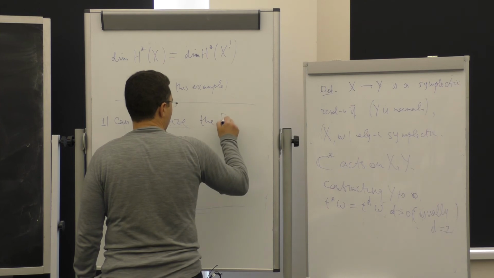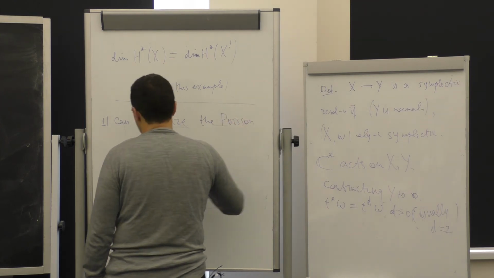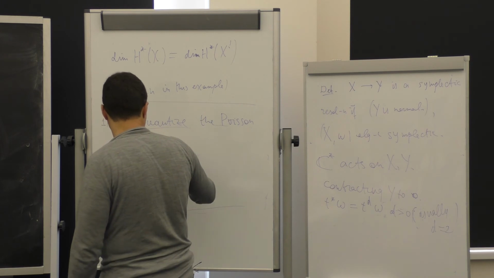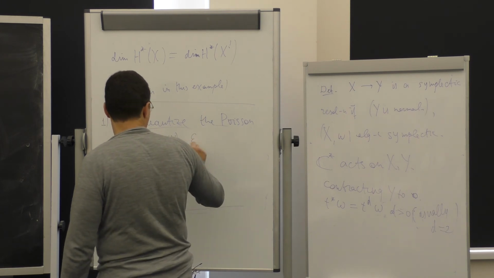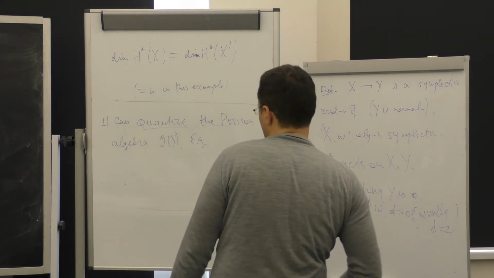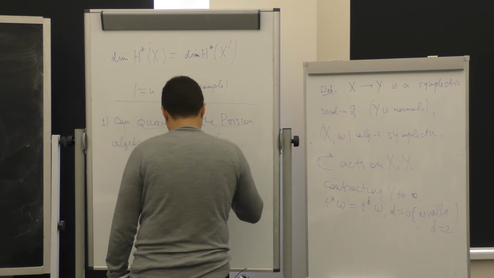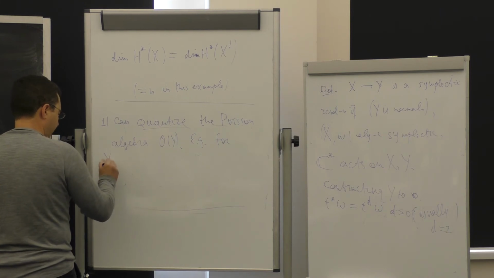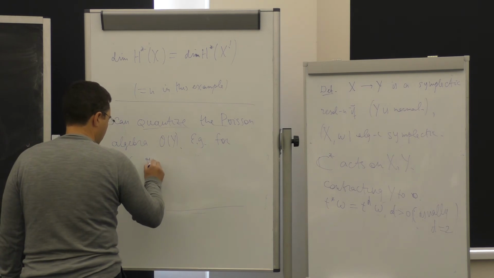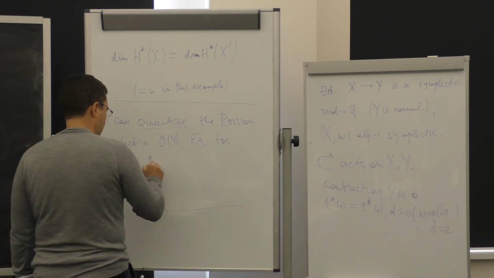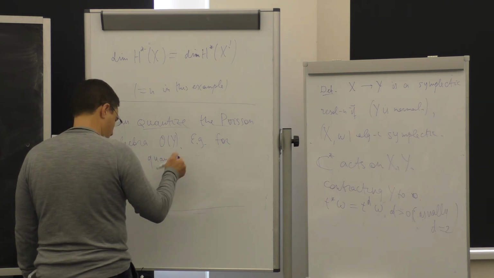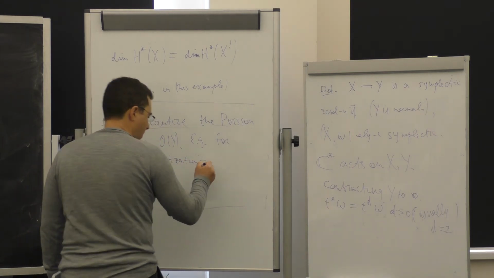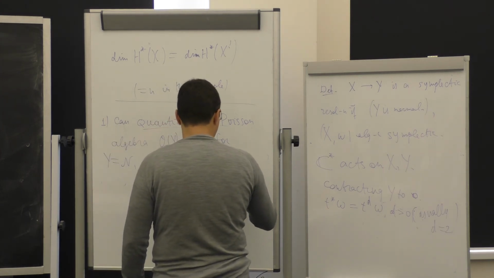quantization. So the Poisson algebra of Y. For example, for Y equal to n, quantization is exactly this, in reductions on the enveloping algebra for various lambda.